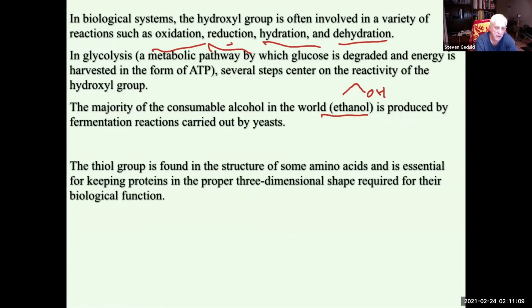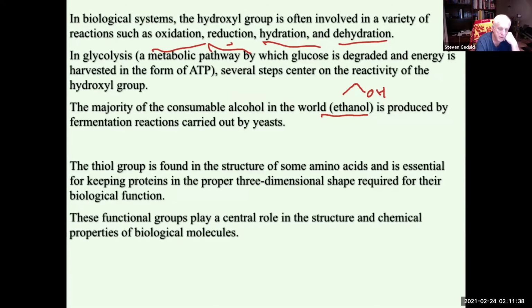Okay. The thiol group is found in the structures of amino acids, the building blocks of proteins. That keeps your proteins in the proper 3-dimensional shape that's required for their biological function. If your proteins become denatured and lose their shape, they will cease to function. The body recognizes things by shape, like a lock and key mechanism, for things to be stimulated and for reactions to occur.